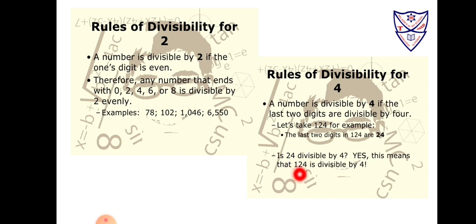This means 124 is also divisible by 4? Yes. Why yes? Because we have to see the last two digits. 24 is divisible by 4. Hence 124 is also divisible by 4. So what is the definition? A number is divisible by 4 if the last two digits are divisible by 4.